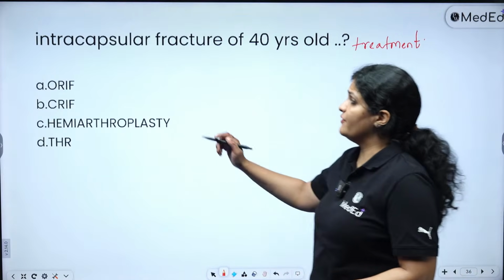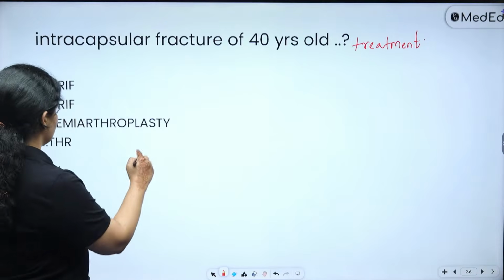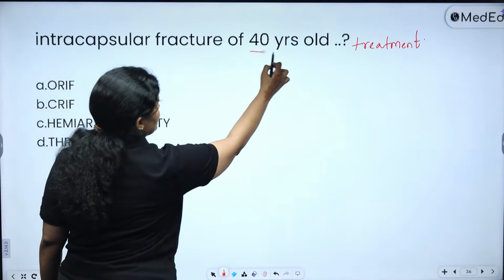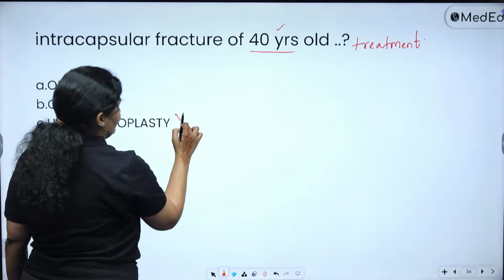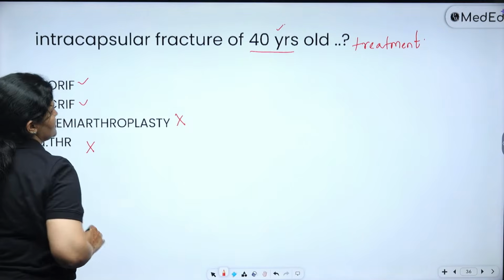So here ORIF is open reduction and internal fixation, CRIF is closed reduction and internal fixation, hemiarthroplasty and THR. So I will make it easy. The patient is 40 years, so you will not have hemi or THR. Then what do you have? You will have ORIF or CRIF.